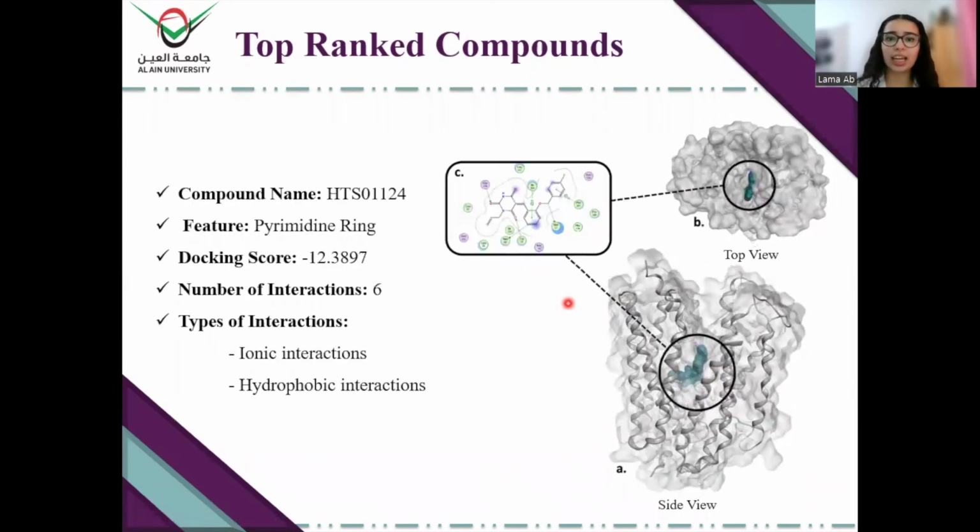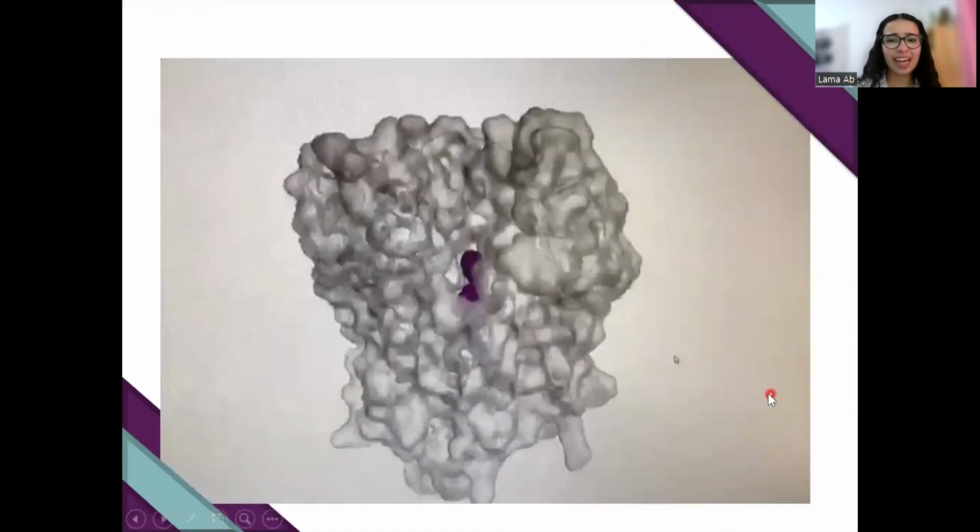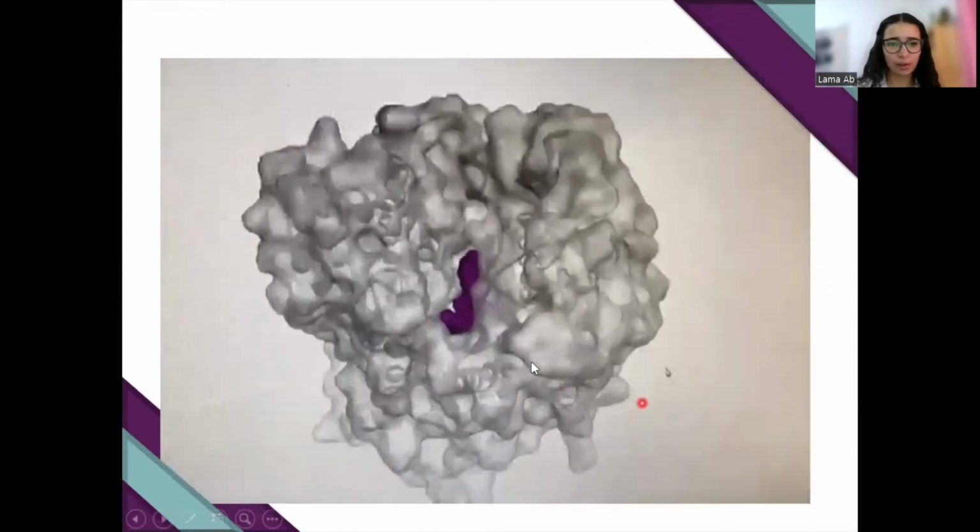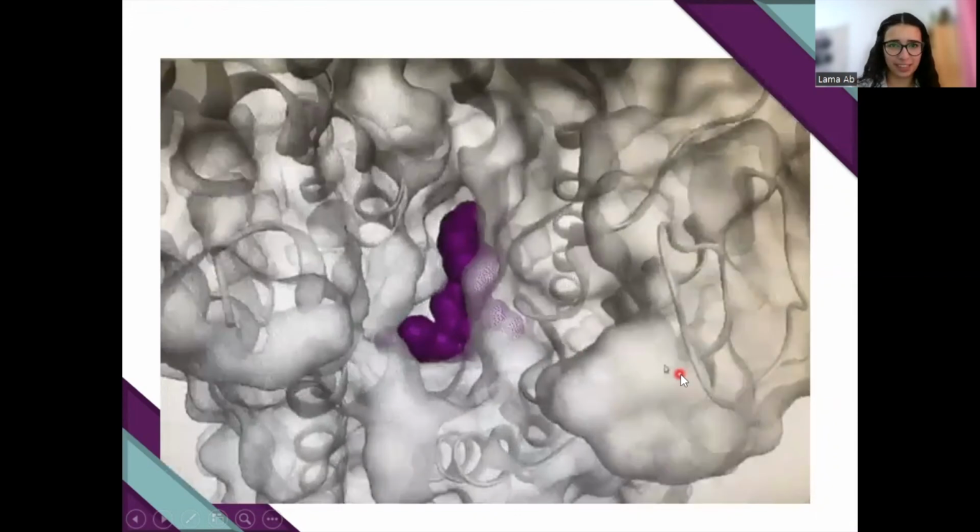On the other hand, this compound has a total of 6 interactions. 2 of them are ionic and 4 of them are hydrophobic. But what's interesting about this compound is that it has a pyrimidine moiety. The pyrimidine ring mimics the endogenous hENT nucleosides. Therefore, we assume that our compounds will be highly accepted by our transporter. And in this video, you can examine this blockage, as our compound blocks the transporter effectively.